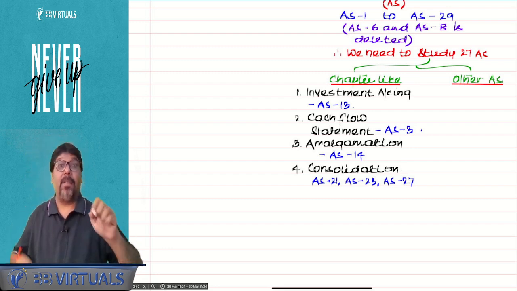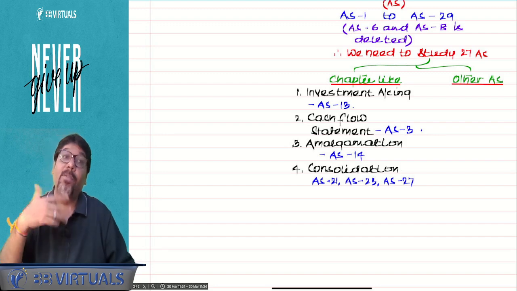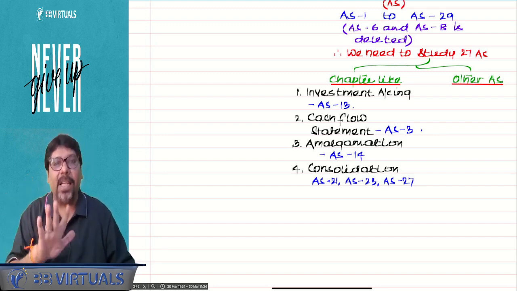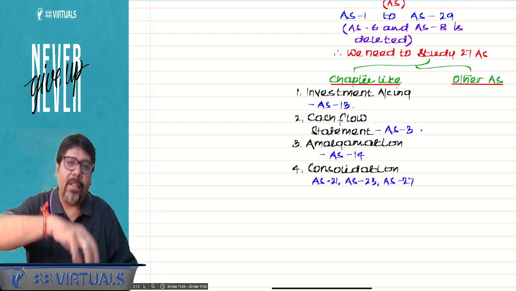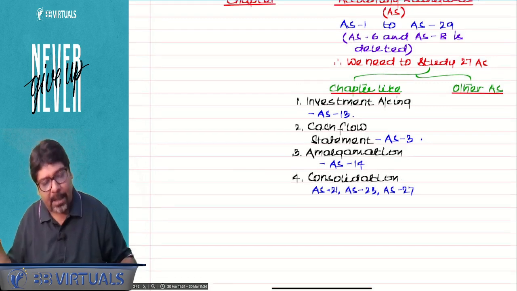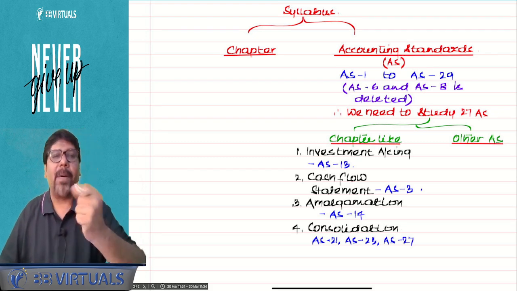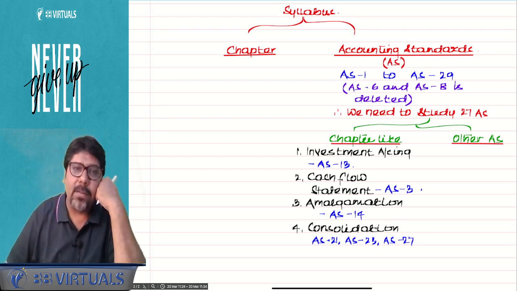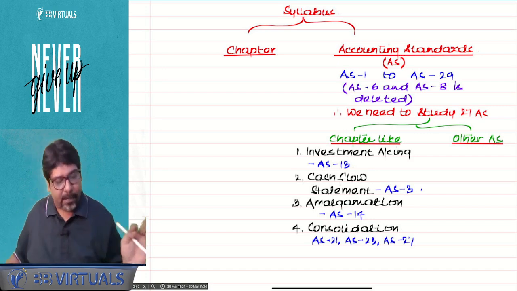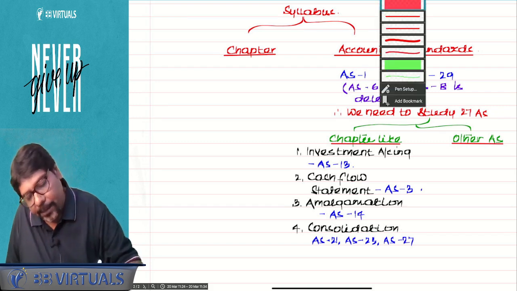And chapters 3 and 4 are carried forward in your final also, but as Ind AS. Chapter 2 also is carried forward, but as Ind AS. Chapter 1 is also carried. So everything you study over here is carried forward. The AS part is carried forward to your final also, but in Ind AS form. Okay. So how many AS are gone?